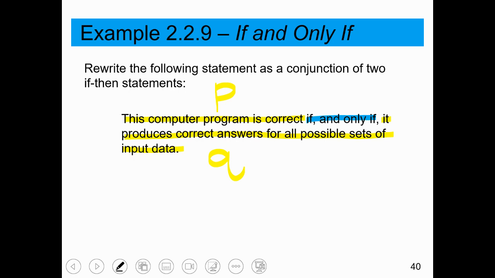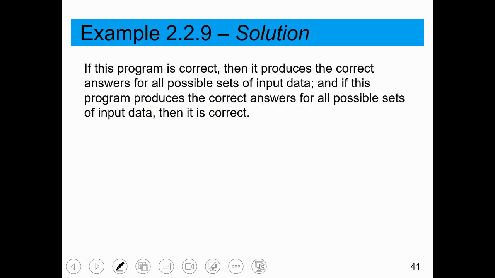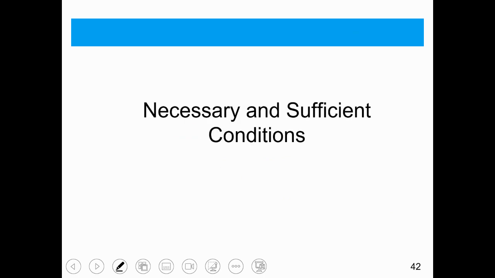It simply means that P implies Q and also Q implies P. All right, P double arrow Q. So that's what if and only if means. Okay, so we could say it forward. If this program is correct, then it produces the correct answers for all possible sets of input data, and we could turn it around. If this program produces the correct answers for all possible sets of input data, then it is correct. It's called a biconditional. Okay, these are fun too.